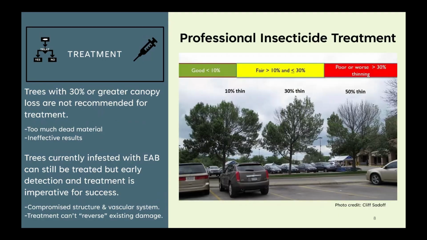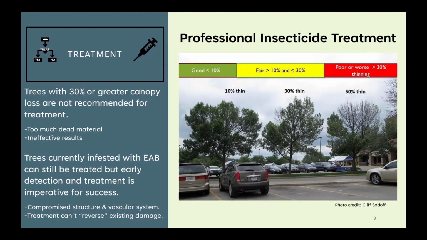But first, what constitutes a healthy, good condition ash tree? Trees with a 30% or greater canopy loss are generally not recommended for treatment. They're just not good candidates for a few reasons. One is there's just too much dead material within the canopy of the tree, and too much compromised vascular system, rendering the results essentially ineffective.